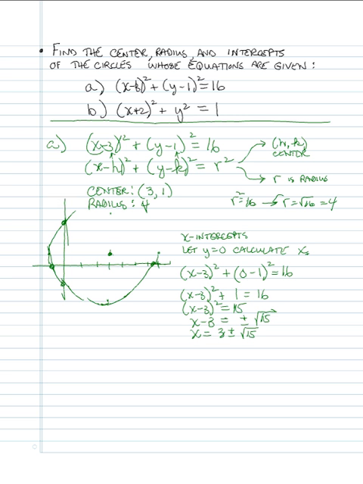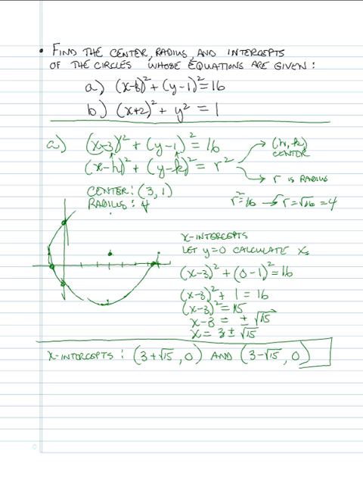So the x-intercepts, there would be 2 of them. One of them has an x value of 3 plus the square root of 15, but of course the y value is 0. And the other one has an x value of 3 subtract the square root of 15 and a y value of 0. So that's the x-intercepts. And we would find the y-intercepts in the same way.